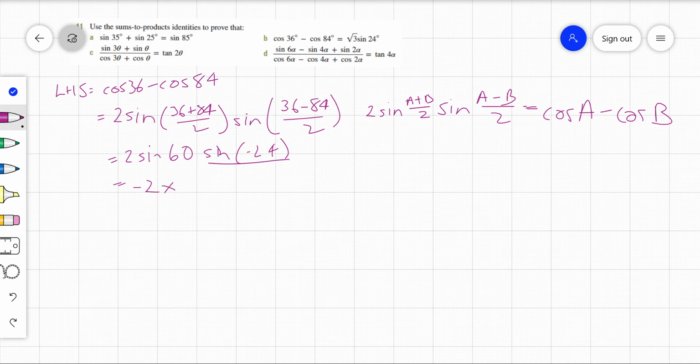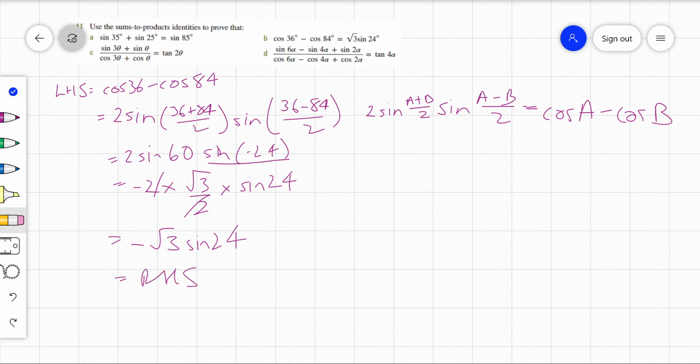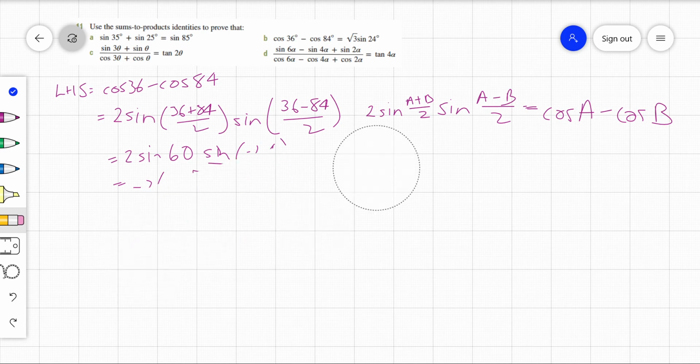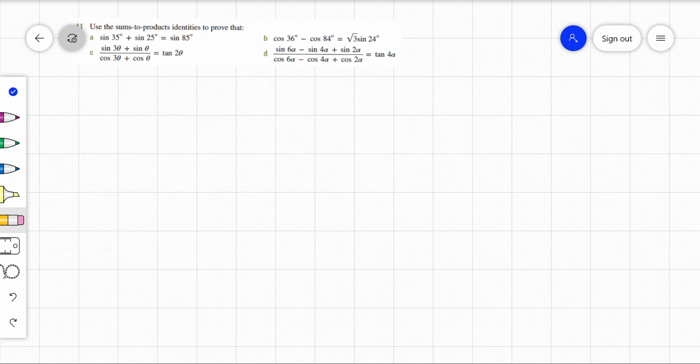And also sine 60 we know is root 3 on 2. So the 2's cancel, we get minus root 3 sine 24, which is what we were looking for. That's our right-hand side, so we're all good there. All right, for C. So don't forget, slow down the video if you need to.